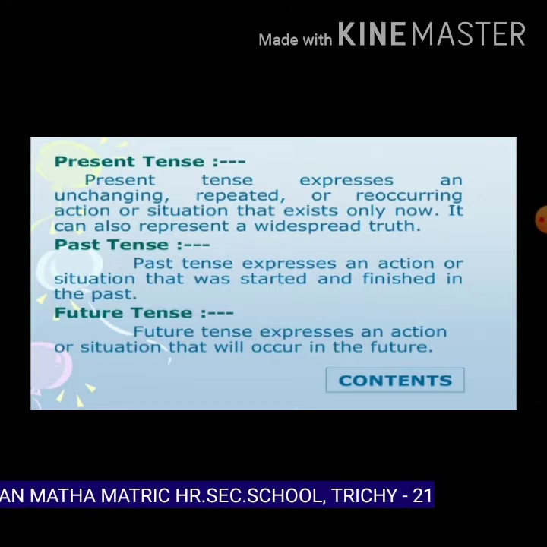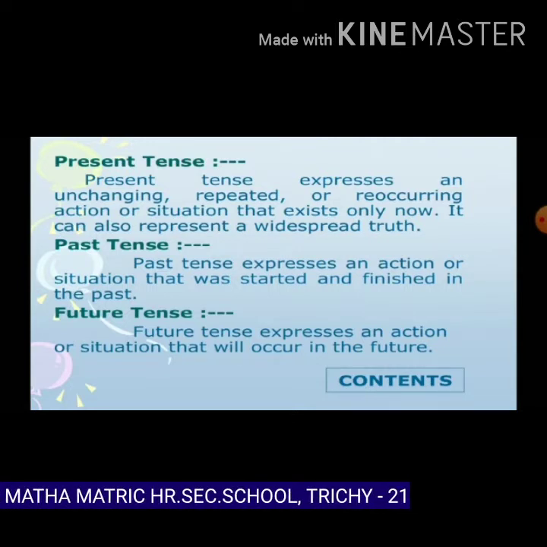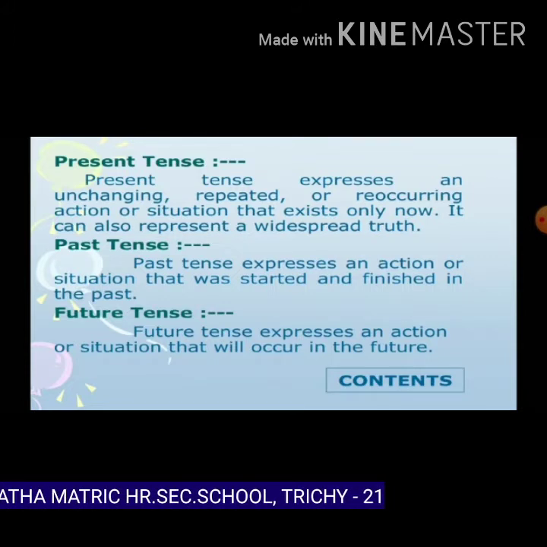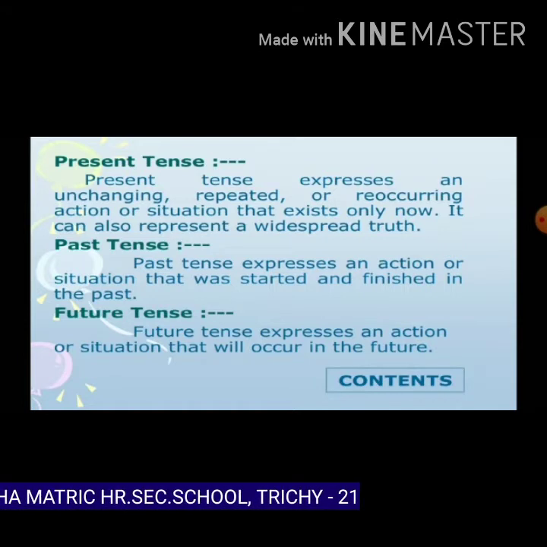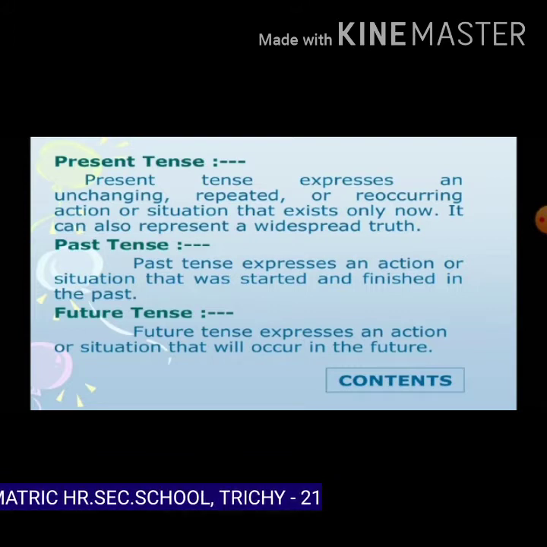Okay, what is the present tense? Present tense expresses an unchanging, repeated or recurring action or situation that exists only now. It can also represent a widespread truth. Widespread truth we can use. Present tense expresses an unchanging, repeated or recurring action or situation that exists only now. So it can also represent a widespread truth.